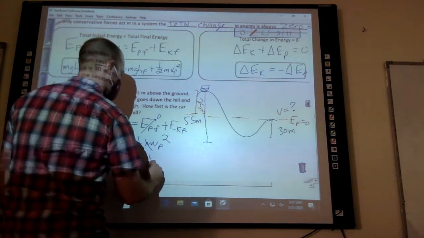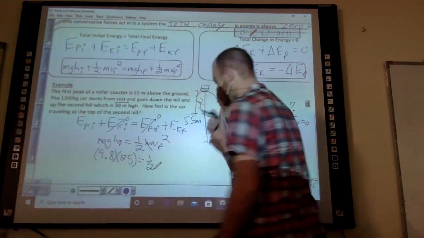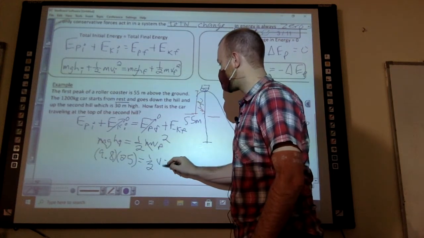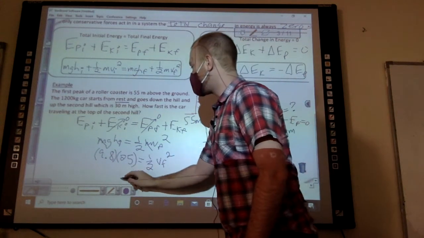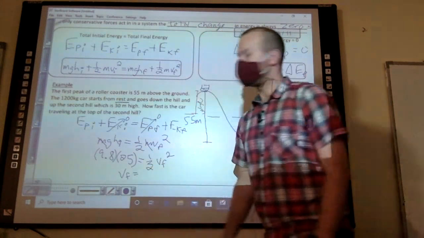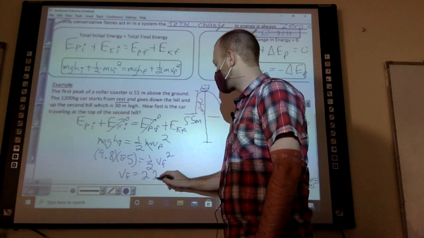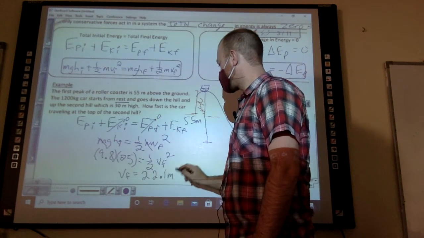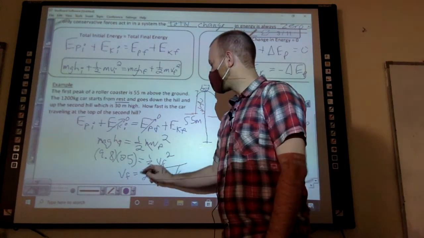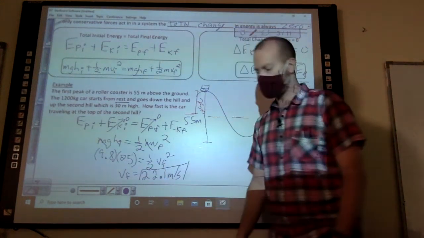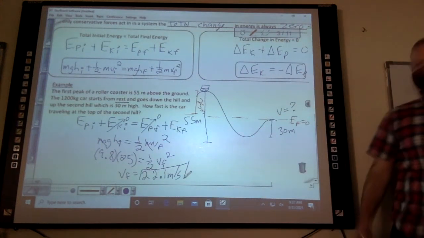Then plug in your numbers and solve. So if you did this, you'd get a final velocity of 22.1. Or final speed of this, since we don't need direction. Any questions with that?